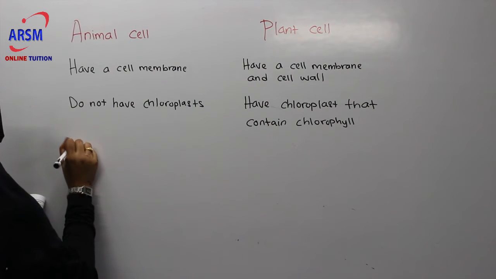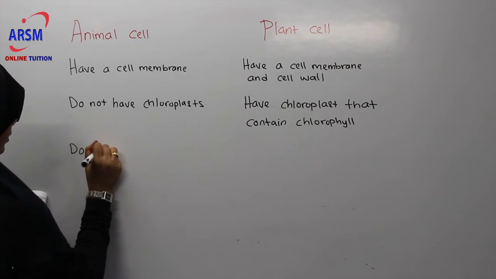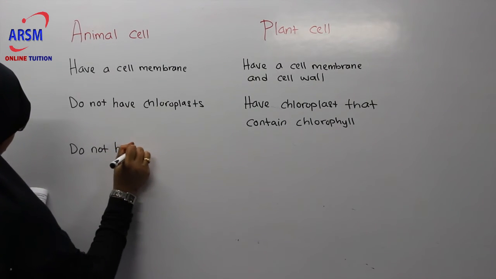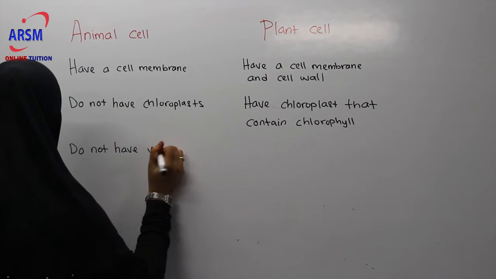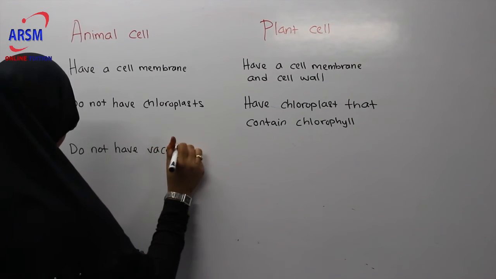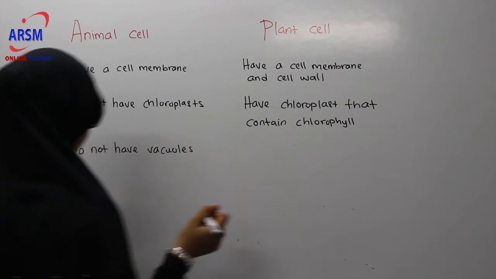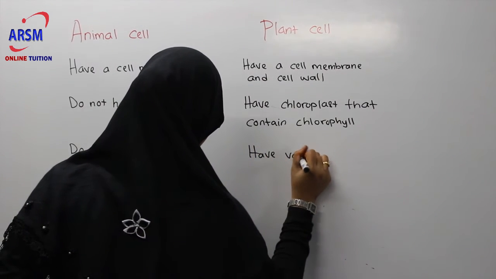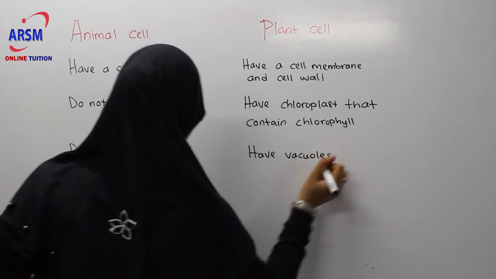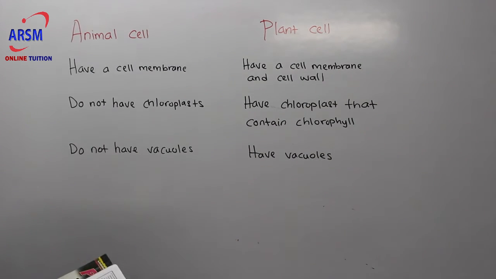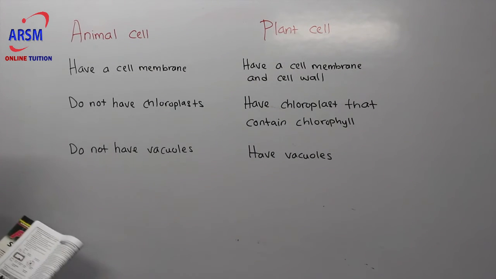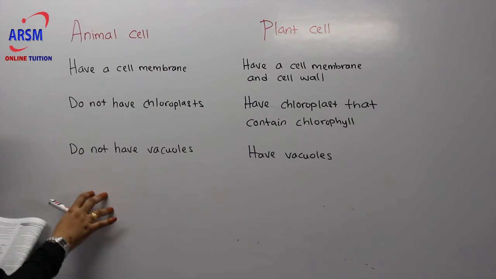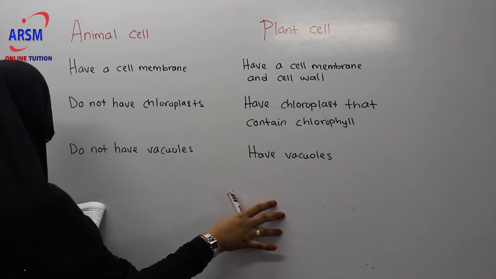Animal cells do not have vacuoles. Plant cells have vacuoles. So previously, based on the structure of the animal cell and plant cell, obviously we know these are the main differences between a normal animal cell and a plant cell.